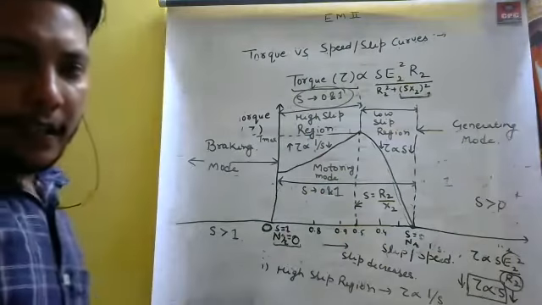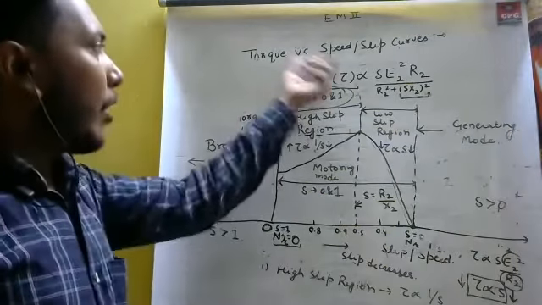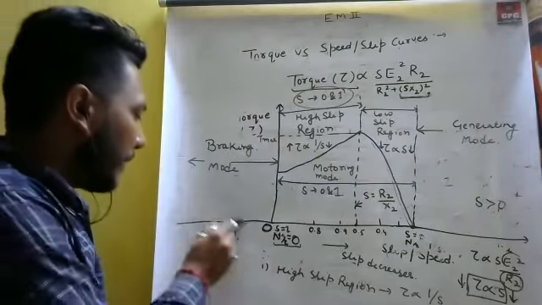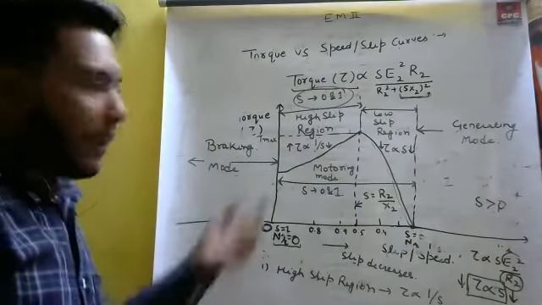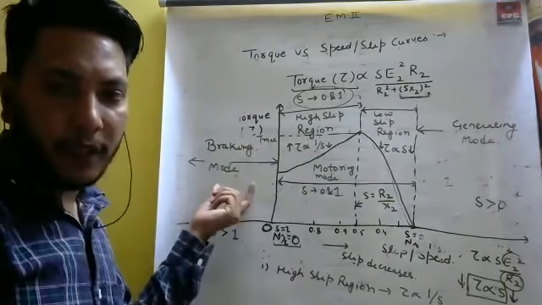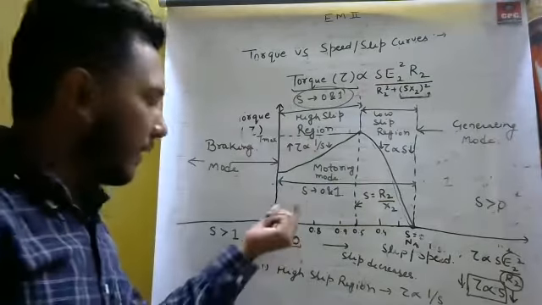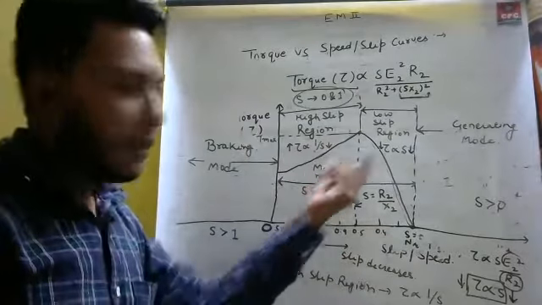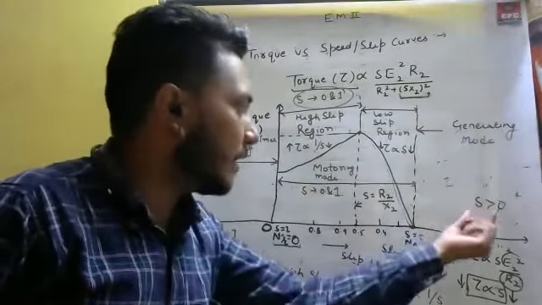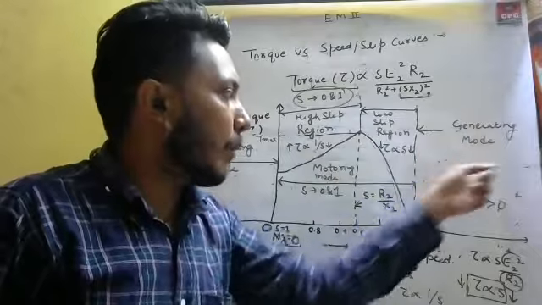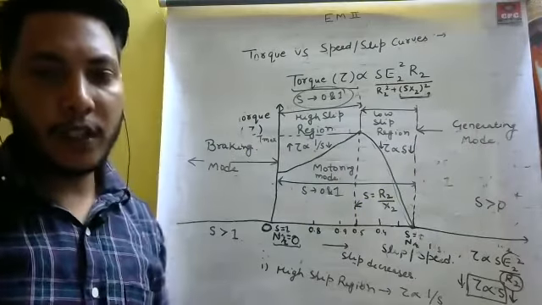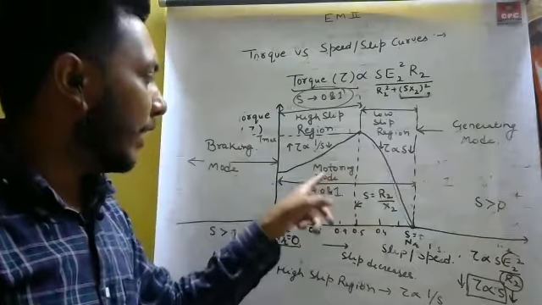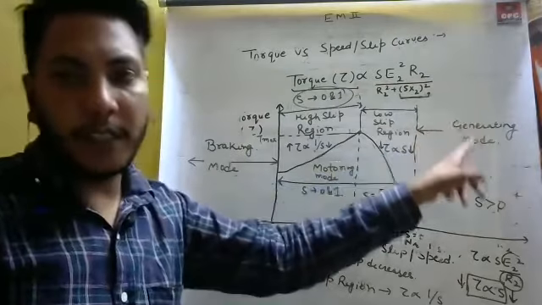So this is the overall picture of the torque versus slip curve. I repeat again: if the value of slip is greater than 1, the induction motor operates in braking mode. If the value of slip lies between 0 and 1, the motor operates in motoring mode. If the value of slip is less than 0, the motor operates in generating mode. So the induction motor operates in 3 modes: first is braking mode, second is motoring mode, and third is generating mode.